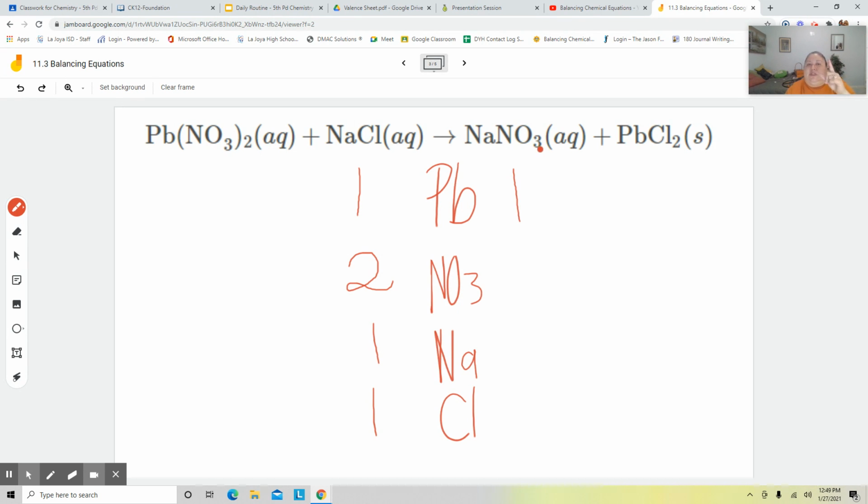What number is always invisible? A 1. Okay. Why did I not put 3? Because the 3's already counted. It's part of the poly. So always think about it. If there's parentheses around this guy, what number's outside that I don't see? A 1. Does that make sense?